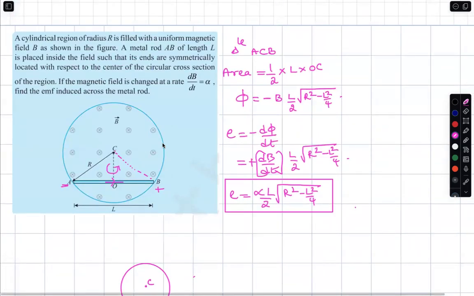Induced electric field concept. If any student is having doubt, please ask me right now. Any doubts? Boys and girls? No one? Aditya, clear? Yes, sir. Right.